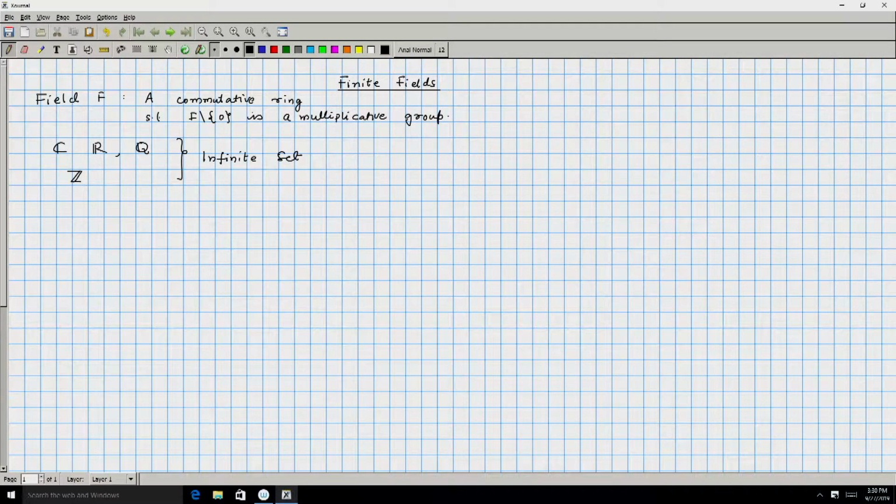So, C, R and Q are examples of infinite fields, and in this lecture what we will concentrate on is trying to understand the finite fields. Okay. An example of a finite field is integers under mod p addition and mod p multiplication. And here we have to insist that p is prime.